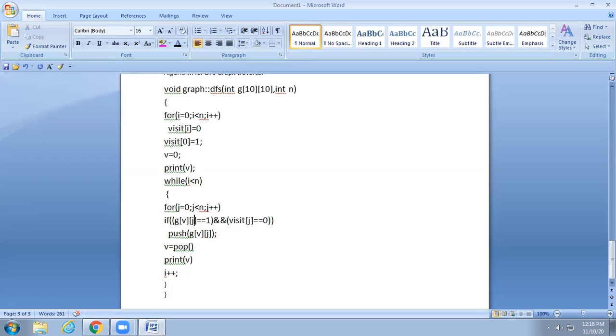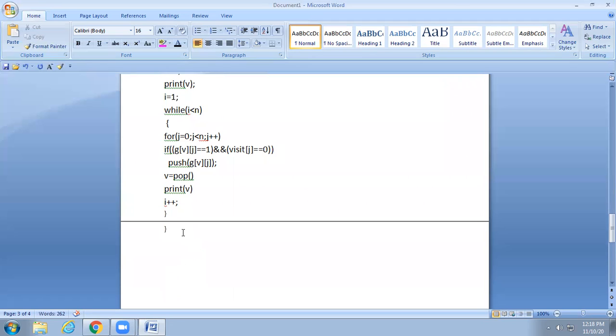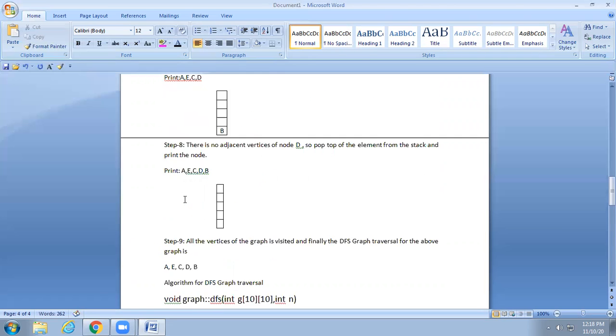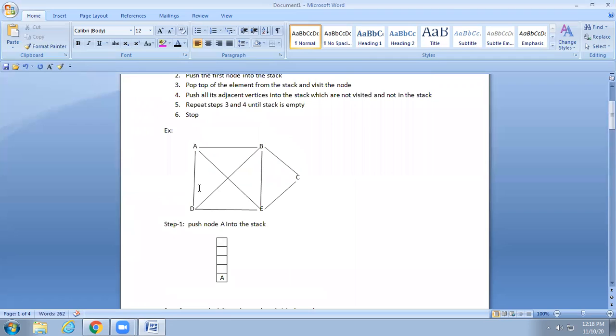After pushing all its adjacent vertices into the stack, I will take the top element from the stack, v equal to pop. I will print the element, and I will increment the count value, I value. Initially I equal to 0, and each time I value is incremented. So this is the way we do DFS graph traversal. This is the algorithm for DFS graph traversal. Like this we can traverse the elements of a graph by using this technique.